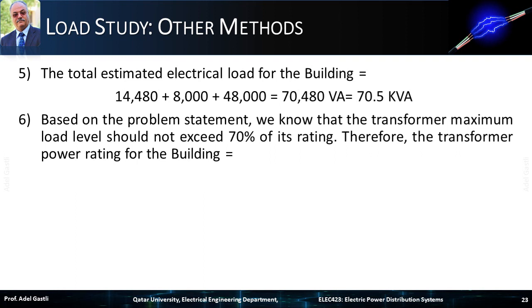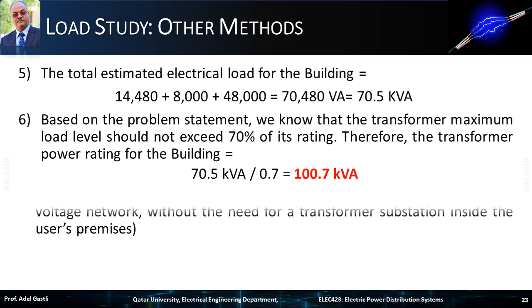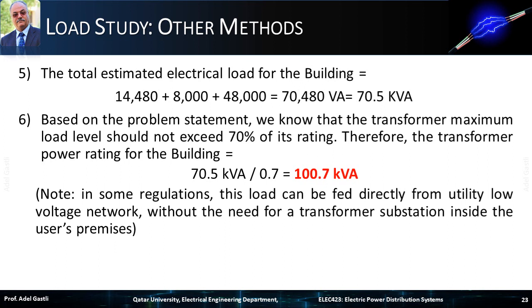Based on the problem statement, we know that the transformer maximum load level should not exceed 70% of its rating. Therefore, the transformer power rating, for the building, equals 70.5 kVA divided by 0.7, that equals 100.7 kVA. Note that, in some regulations, this load can be fed directly from utility low voltage network, without the need for a transformer substation, inside the user's premises.